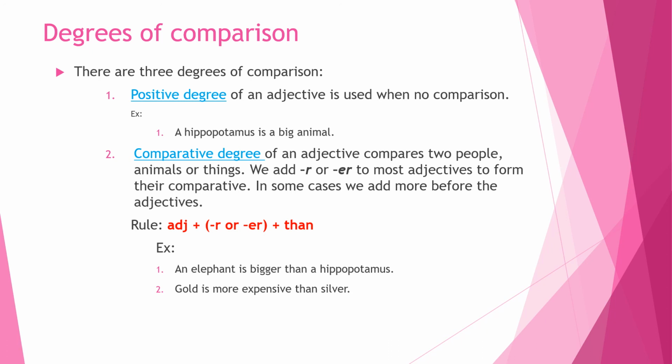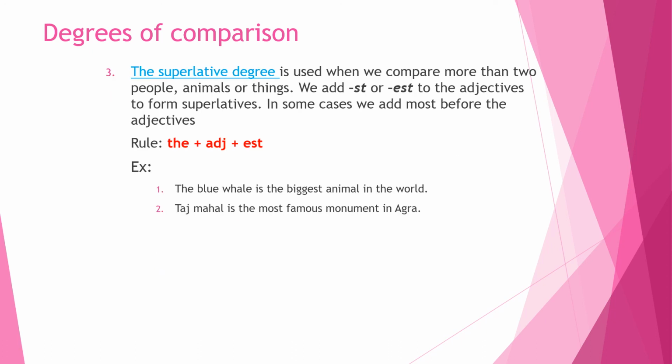Coming to superlative degree, the next degree of comparison is used when we compare more than two people, animals, or things. We add st or est to the adjectives to form superlative degree. For example, in the first example, the blue whale is the biggest animal in the world. We are comparing more than two animals. In this example, we are comparing the blue whale and many animals.